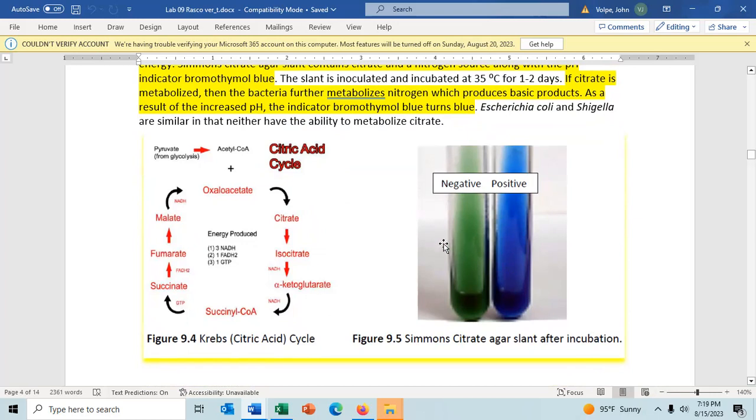Any question about that? Here we're looking at citrate, and as you recall, that's part of the Krebs cycle. If the bacteria can metabolize citrate, it will turn the tube blue. If it cannot, it will be green, and citrate is the only carbon source in that tube.